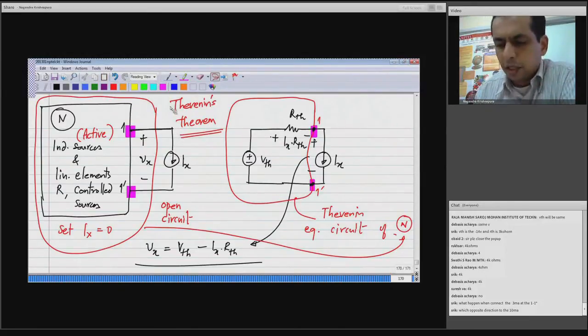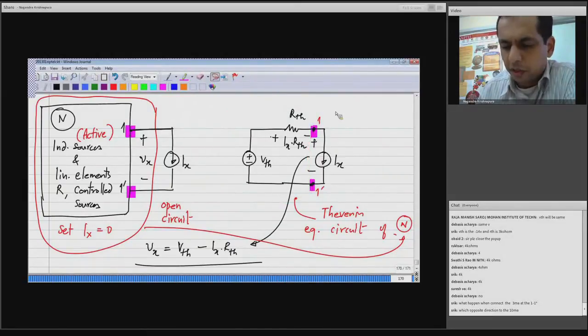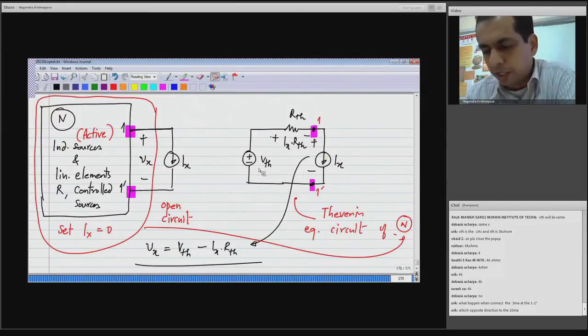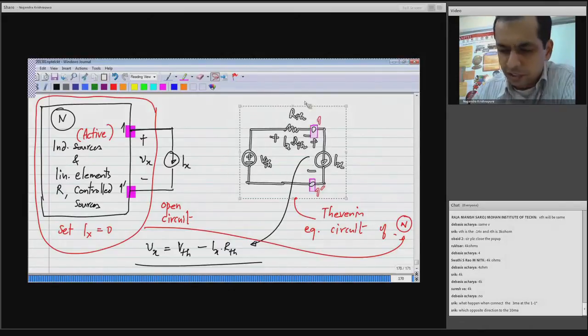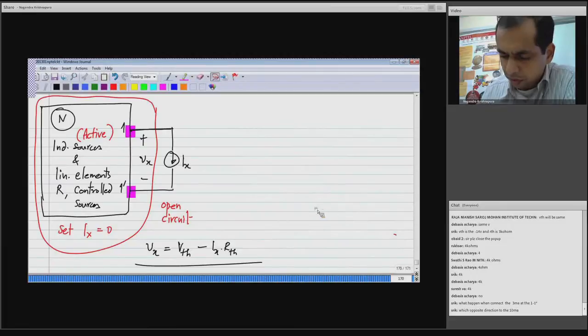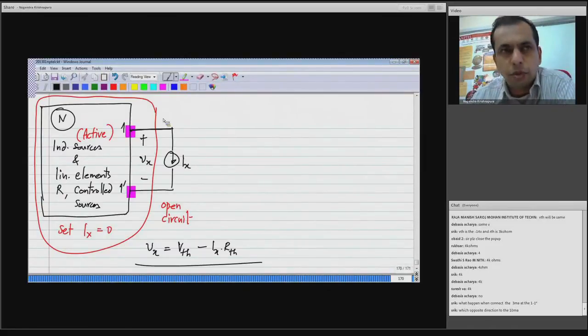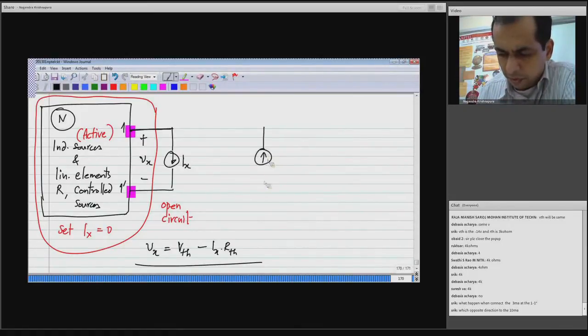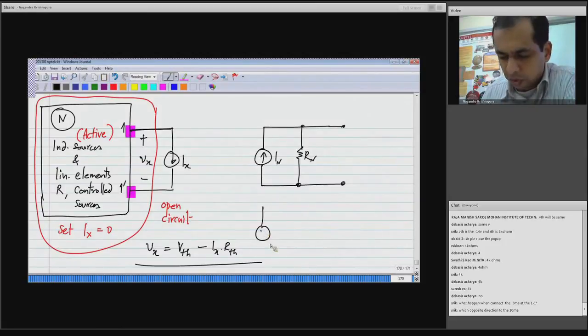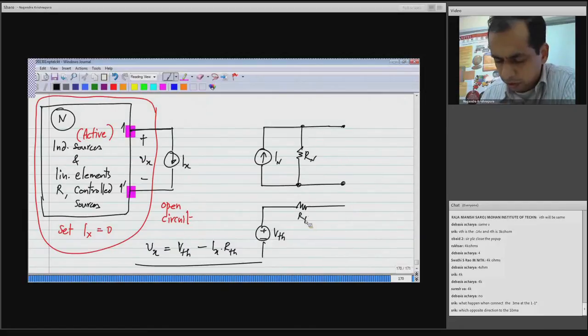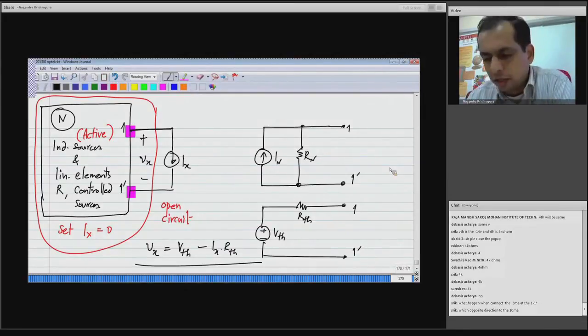Now, there is another theorem which I will not prove. You can try to prove it yourself by following analogous methods, and if you get stuck somewhere, you can ask me later. So, instead of using a voltage source and a resistance in series, any network of the same type, any network with linear elements and independent sources, can be represented by a current source IN and a resistance RN in parallel. Instead of a voltage source VTH and a resistance RTH in series, we can represent the same by a current source IN and a resistance RN in parallel.